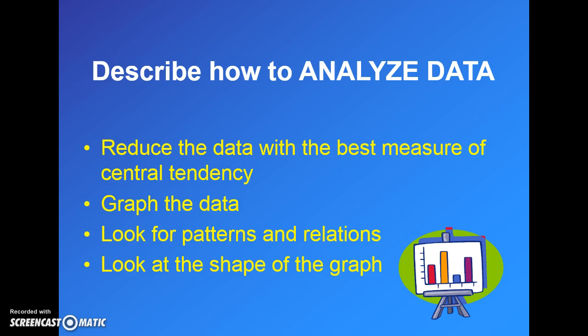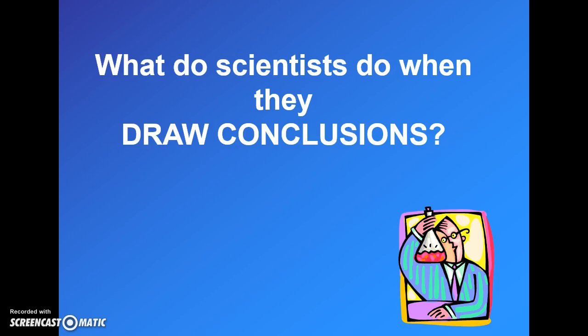We take that data and we analyze it. So what do we do? We reduce the data with the best measure of central tendency. We graph the data so we can visualize the information. We look for patterns and relationships and shapes on the graph.